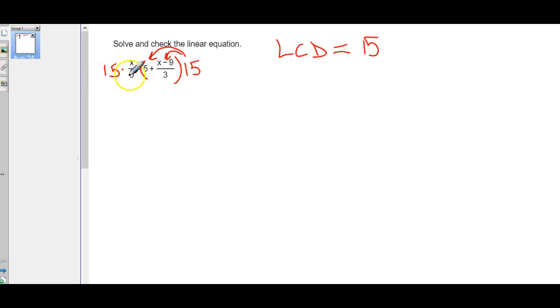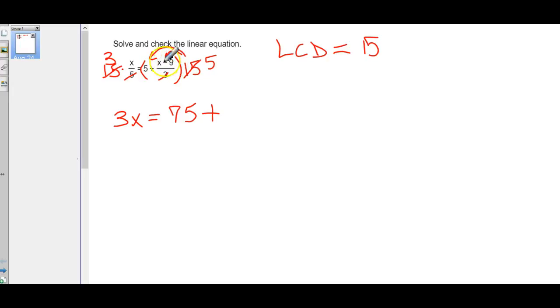Alright, so 15 and this 5 right here are going to cancel or reduce. 5 goes into 15 3 times, so I've got a 3 and an x now on the left. So 3x equals, and then on the right, I've got a 15 times 5, which is 75, plus, now I've got a 15 and a 3. Well, the 3 will go into the 15 5 times, so that becomes a 5.